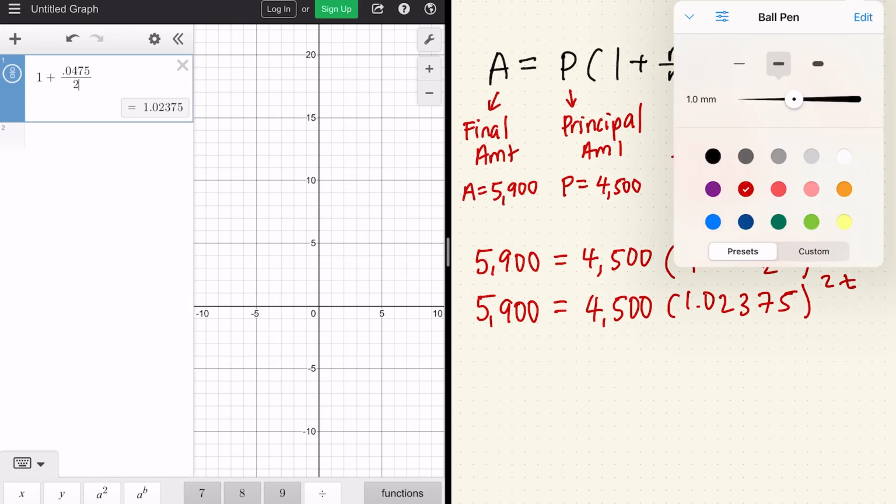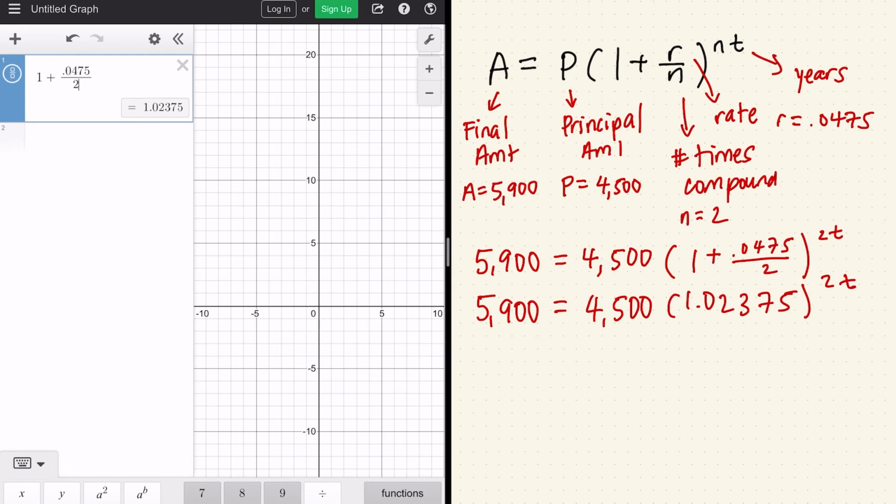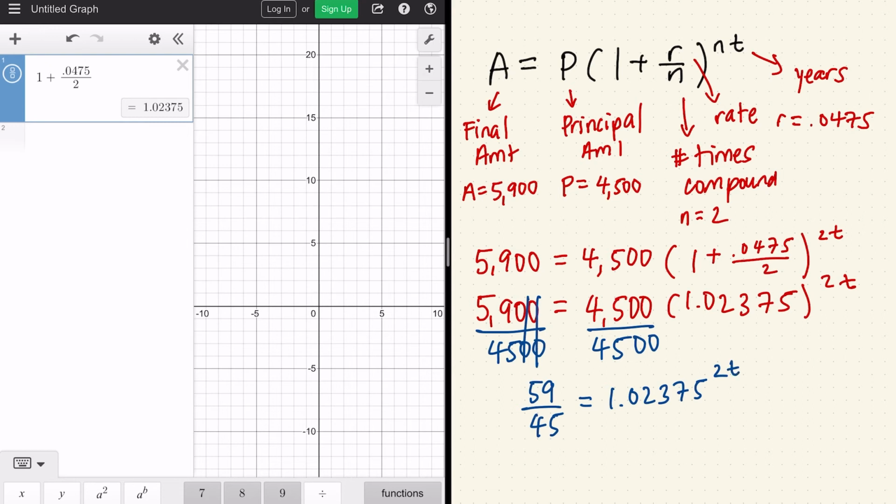So let's think about our order of operations here. With the t, we're multiplying by 2. We're exponentiating with the base of 1.02375. And then we're multiplying by 4,500. So to solve for t, we need to reverse the order of operations. We need to divide both sides by 4,500. All right, so the zeros are going to cancel out, and we'll keep it as 59 over 45 is equal to 1.02375 raised to the power of 2t. So we don't really need the parentheses now that we've gotten rid of the 4,500.